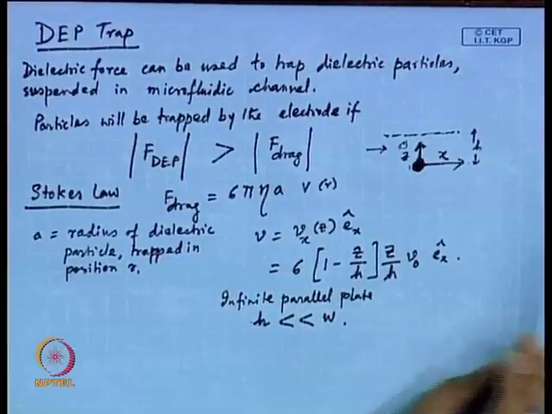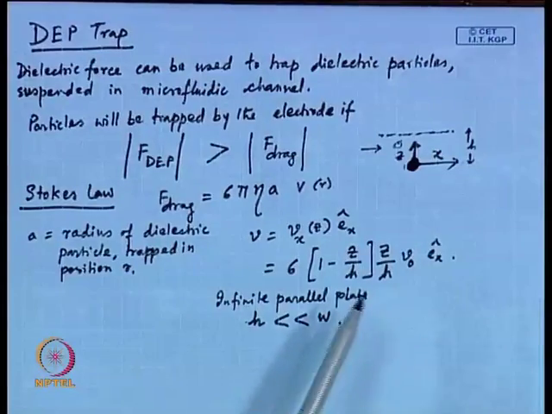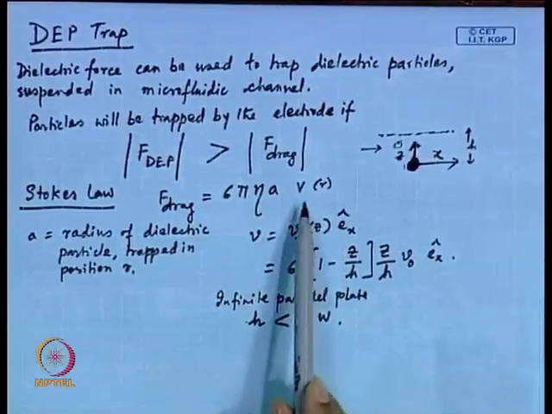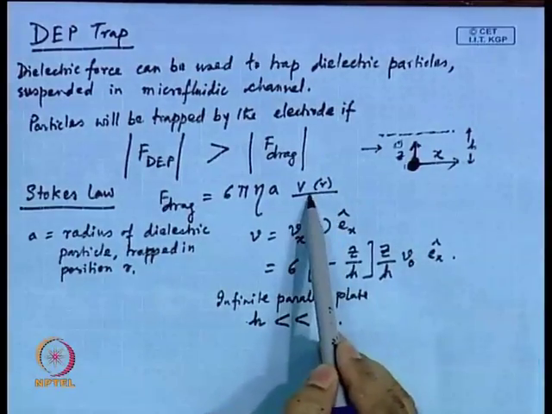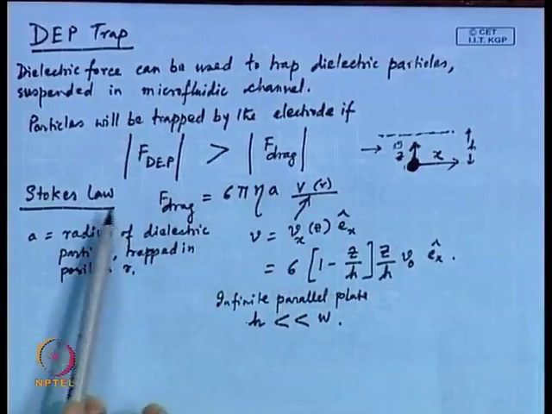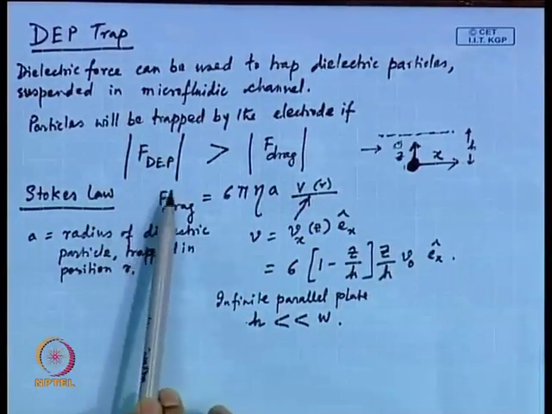Okay. So, that is the situation here. Now, this is the F drag. So, we have already figured out how F drag would be 6 pi eta a into V, and this V would be replaced by this quantity. So, this drag part is simple, the right hand side of this inequality is simple, but for the left hand side you need to find out F DEP.